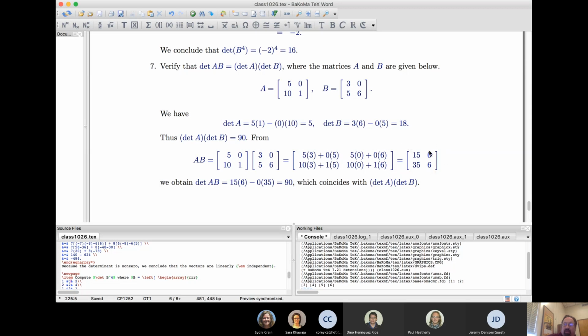So 15 times 6 minus 0 times 35 is 90, which happens to agree with what we get by multiplying the two determinants that we got.